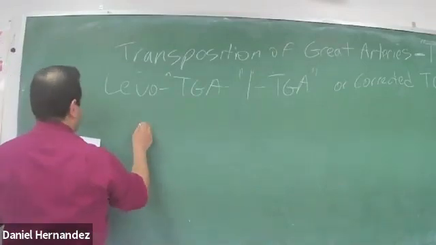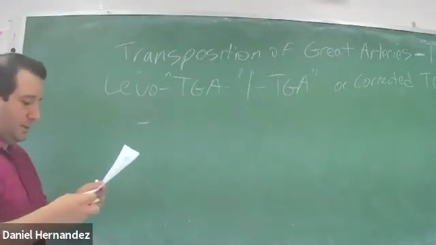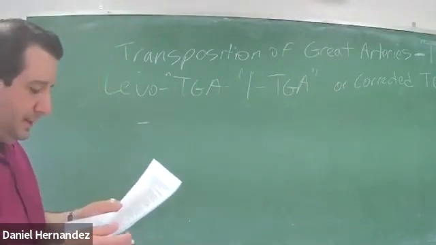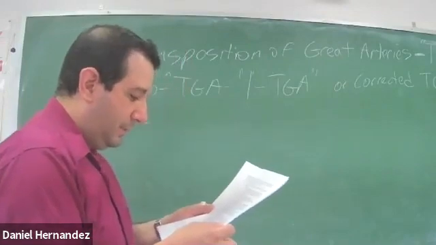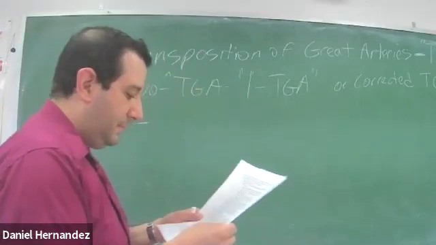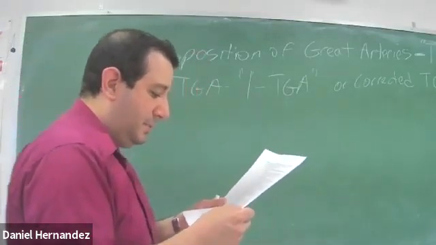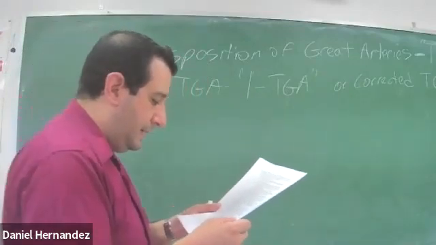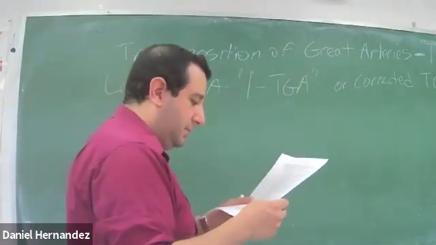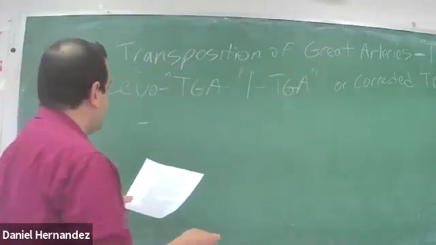So a corrected transposition of the great arteries is a ventricular inversion with aorta originating from the RV and pulmonary artery originating from the left ventricle. Also referred to as an L transposition, the anatomic right ventricle will be displaced posterior and leftward, becoming the arterial ventricle. And the anatomic left ventricle will be displaced anterior and rightward, becoming the venous ventricle.